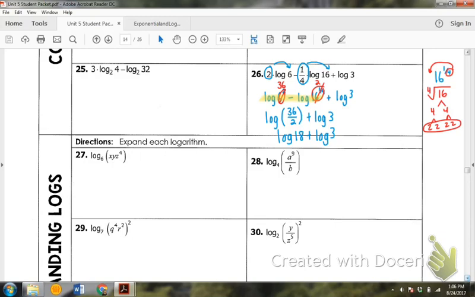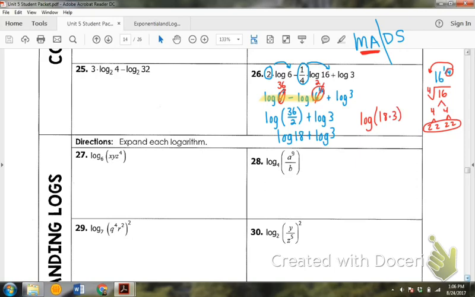Alyssa, addition turns into what? Oh, no. Did you get MADS? You forgot. Addition turns into what? Say that again. Right, addition and multiplication go together. So addition turns into multiplication. So this is going to be log 18 times 3.